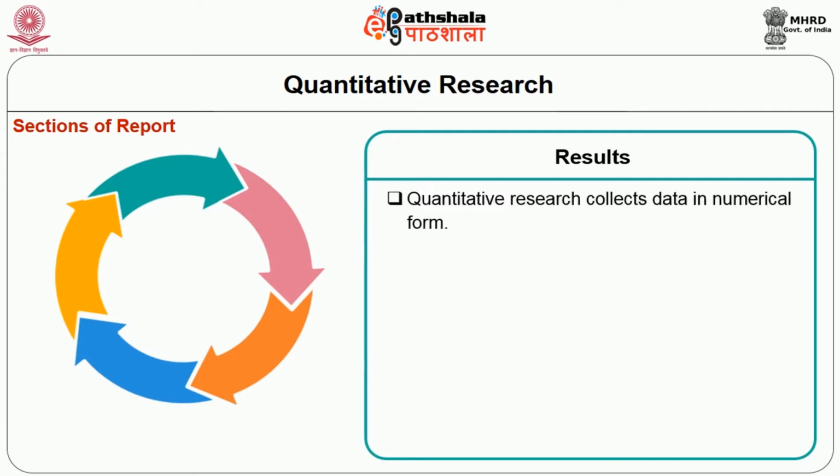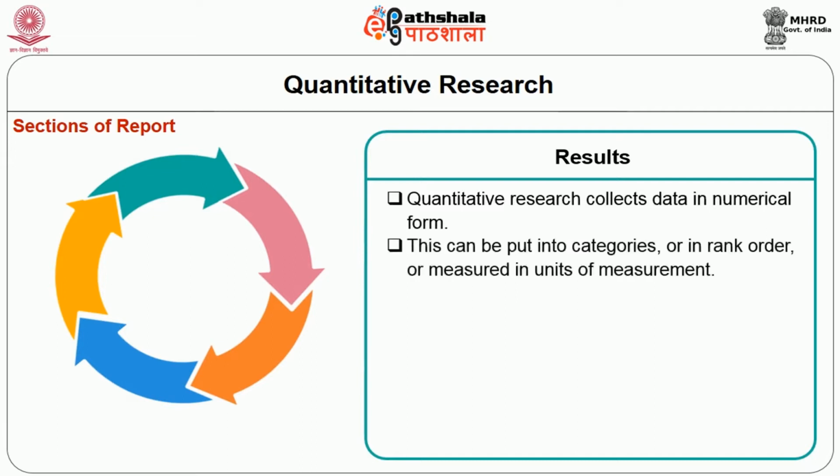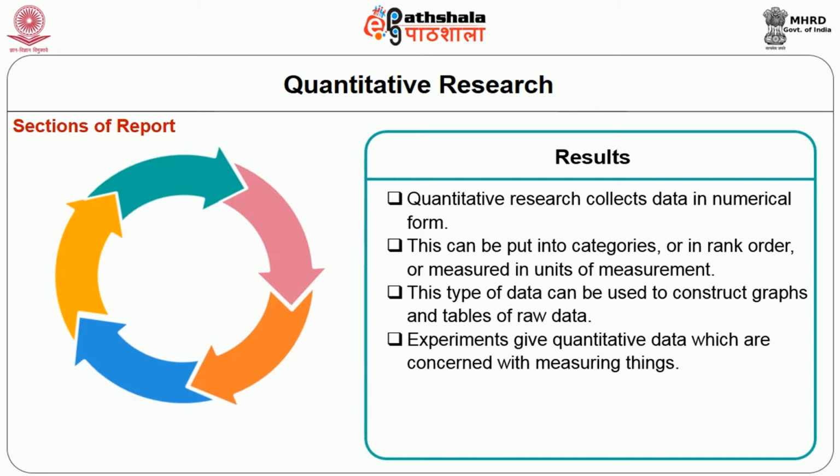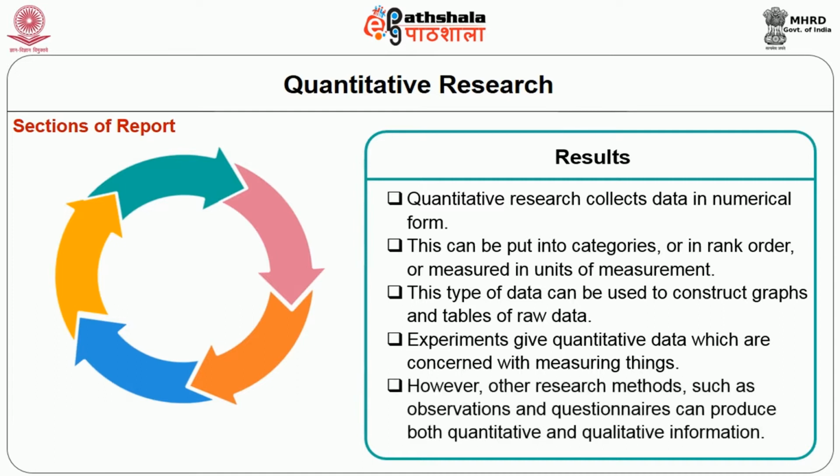Quantitative research collects data in numerical form. This can be put into categories or in rank order or measured in units of measurement. This type of data can be used to construct graphs and tables of raw data. Experiments give quantitative data which are concerned with measuring things. However, other research methods such as observations and questionnaires can produce both quantitative and qualitative information. For example, a rating scale or closed questions on a questionnaire may generate quantitative data, as these produce either numerical data or data that can be put into categories like yes, no answers.